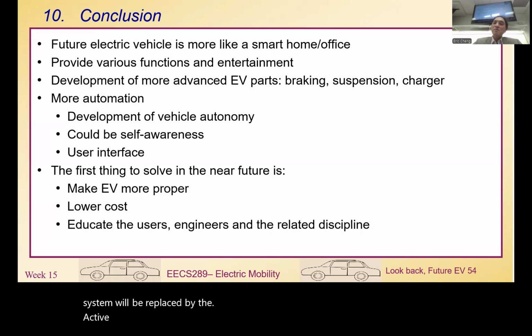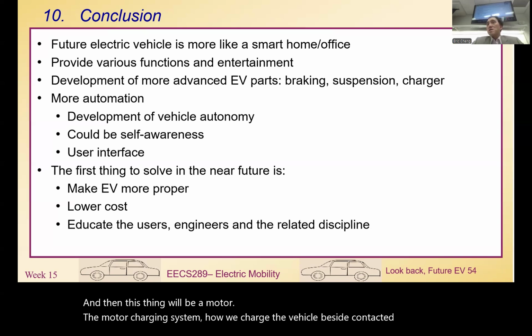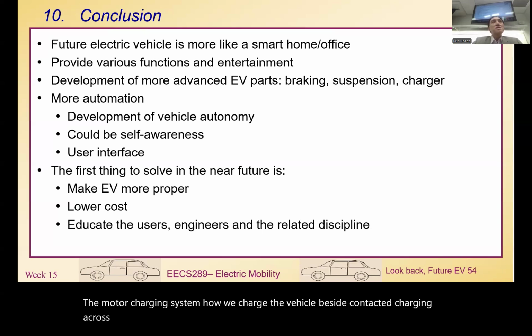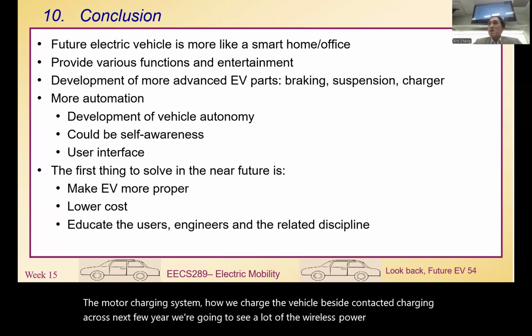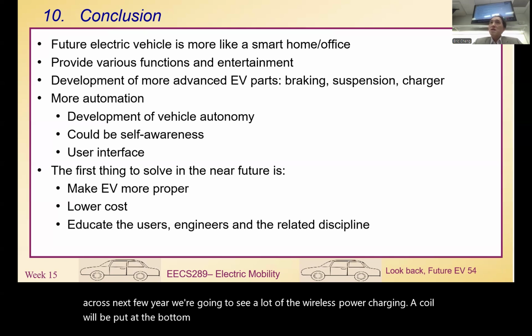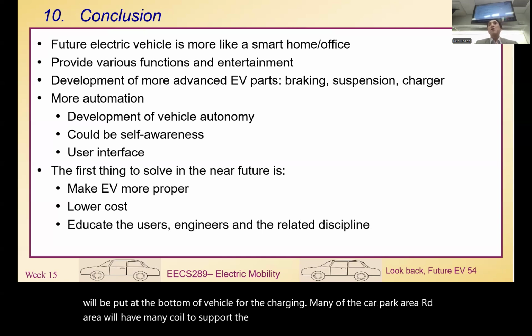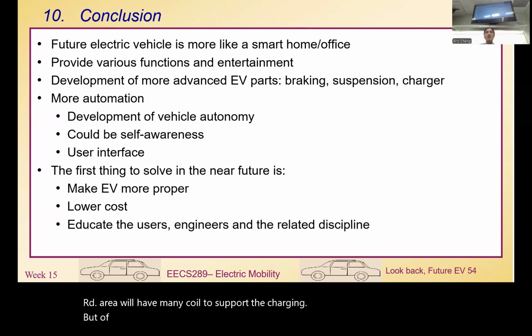And the next thing will be the motor charging system. How do we charge the vehicle besides conductive charging? Of course, in the next few years, we're going to see a lot of wireless power charging. A coil will be put at the bottom of the vehicle for the charging. Many car park areas and road areas will have many coils to support the charging. But of course, that needs a lot of investment. But that's a really good way we can make our city become really smart.